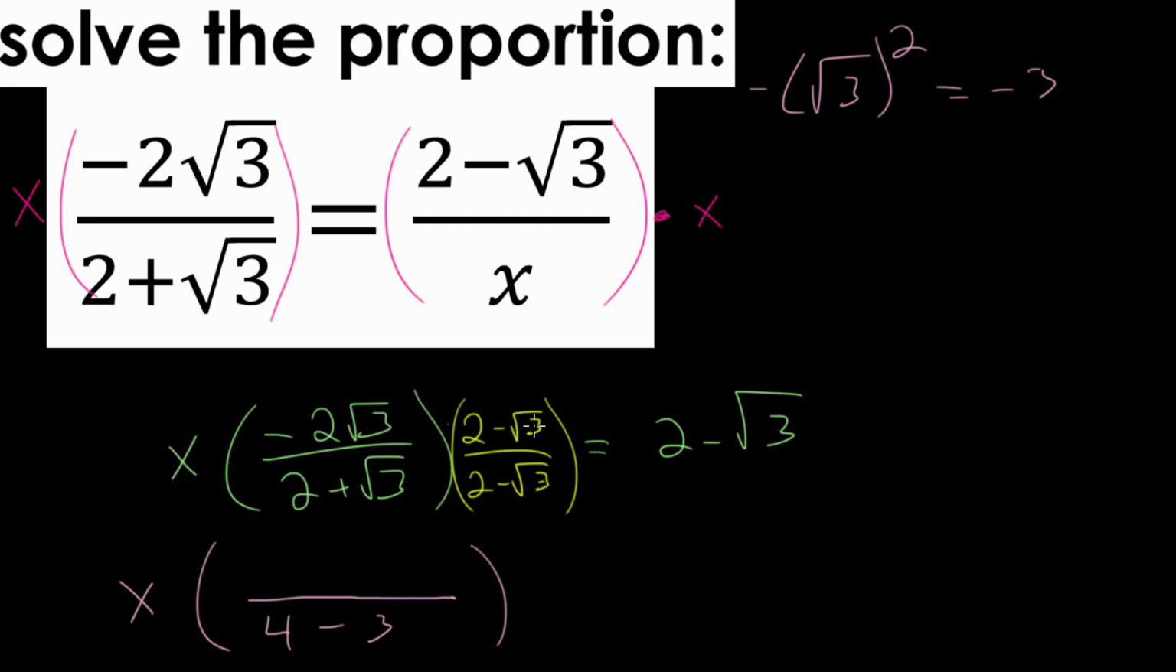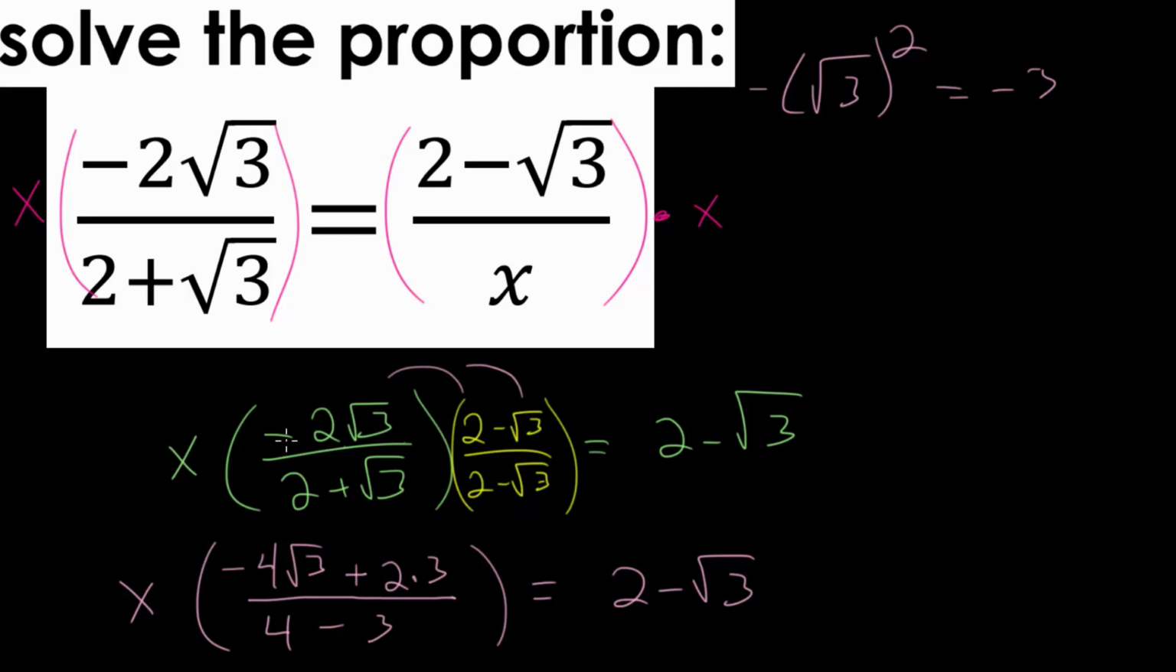But in this numerator here, we need to be a little bit more careful. We are distributing minus 2 root 3 times 2. That's minus 4 root 3. And minus 2 root 3 times minus root 3 will be a positive number. We would still have the 2, but root 3 times root 3 is just 3, so that will simplify to 6. This is all equal to 2 minus the square root of 3.